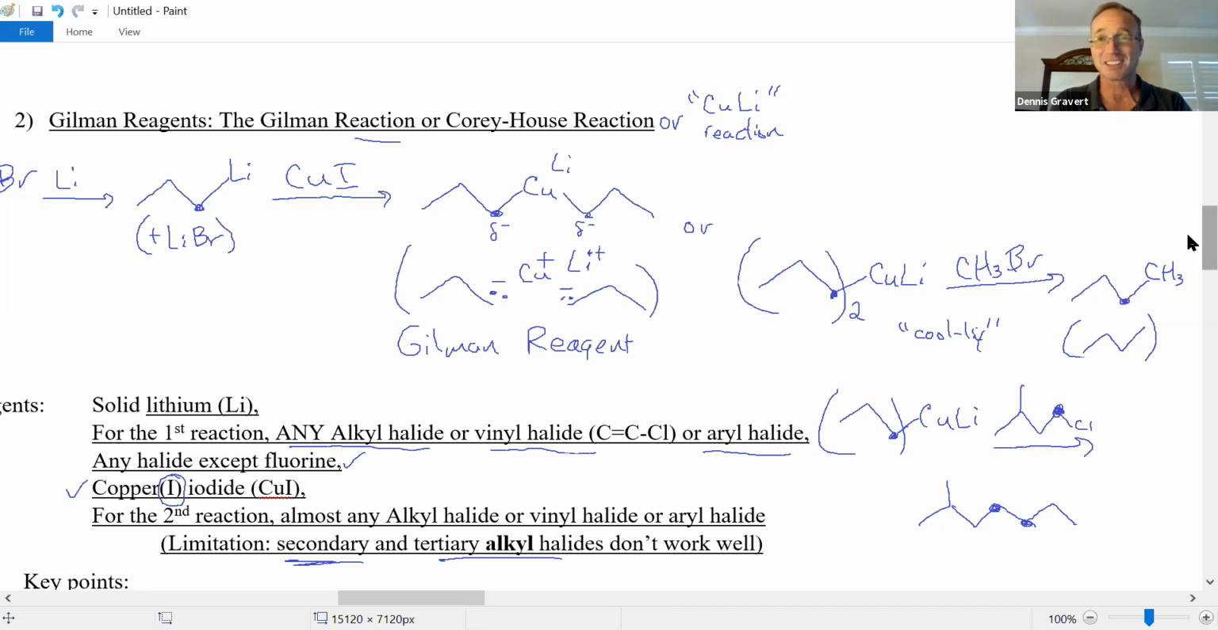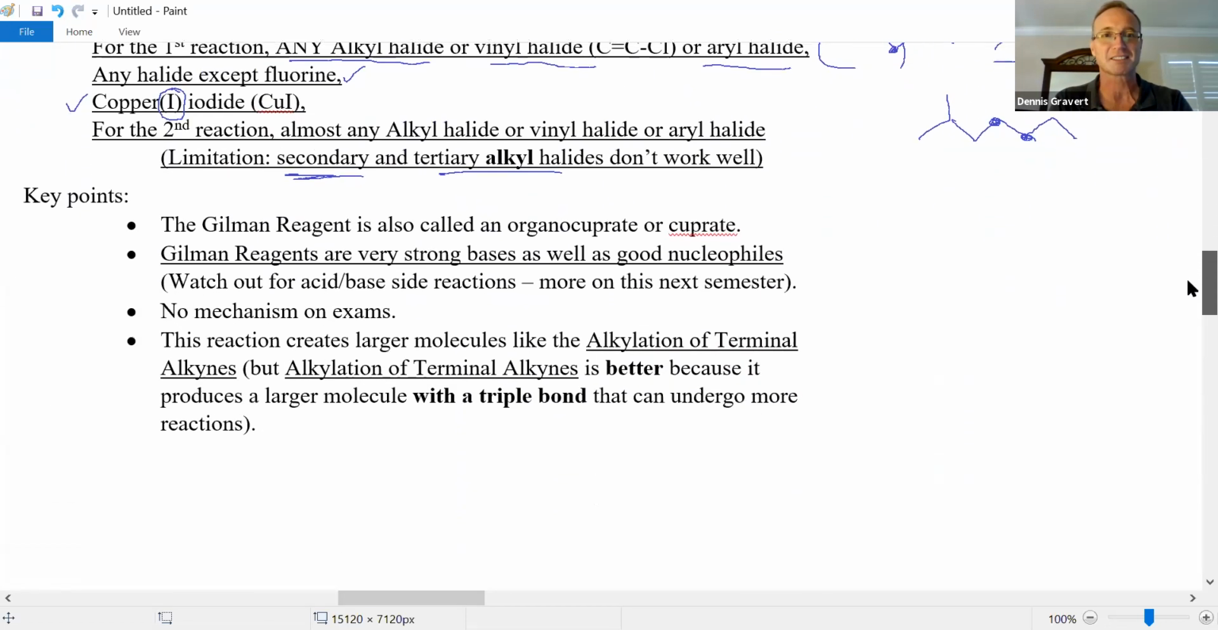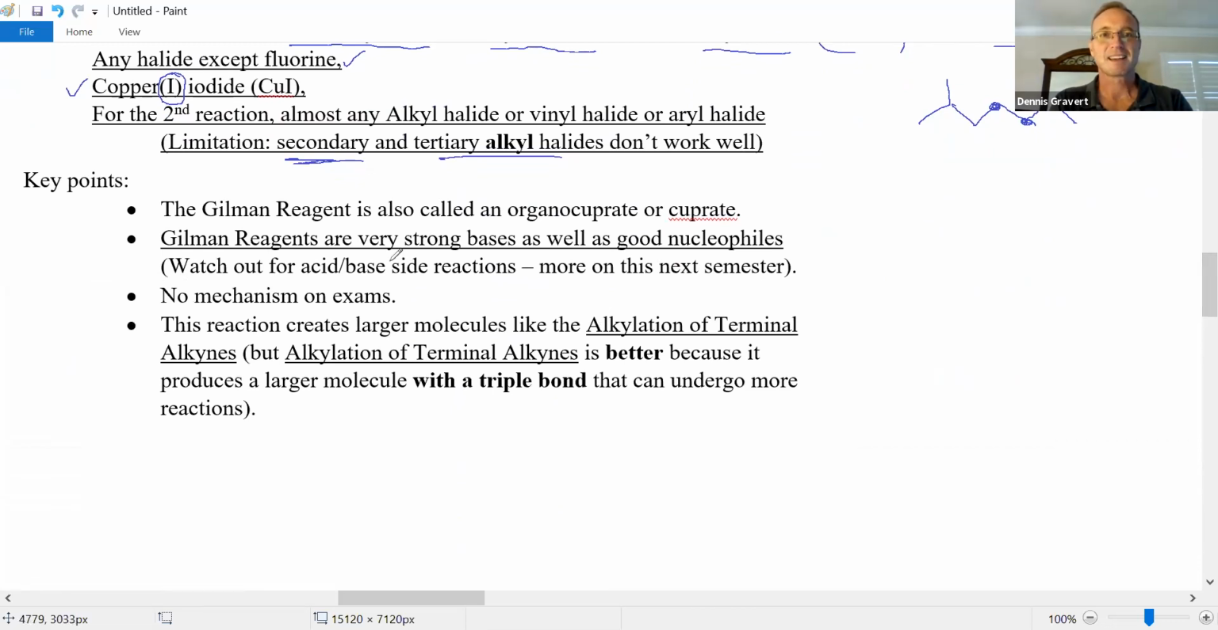I tell my students, if you clean your glassware before using it, you actually dirtied them up by wetting them with water. Water is going to inhibit the reaction. It's going to do a side reaction. Yeah, watch out for acid-base side reaction. More on that next semester, so don't worry about that so much now. No mechanism on the exam. Yay. Again, don't really need it to predict the products.